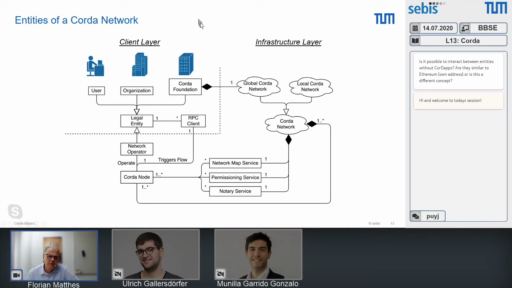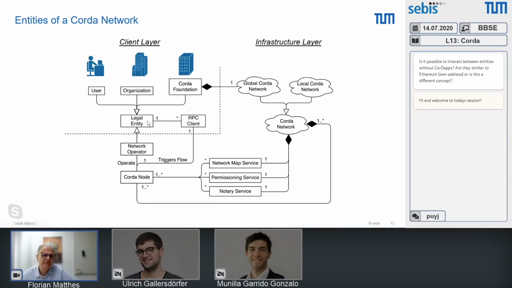So again, we talked a little bit about this client layer, so who is using the system. Technically speaking, we already talked about the Corda Foundation, which is a legal entity. We talk about organizations like Deutsche Bank and Deutsche Börse, which can be clients of the network, but you can also have individual users, which are valid clients. Also an individual user without an organization ID can be seen as a legal entity which can transact through the network. So therefore, you now have this superclass legal entity which can be specialized like this.